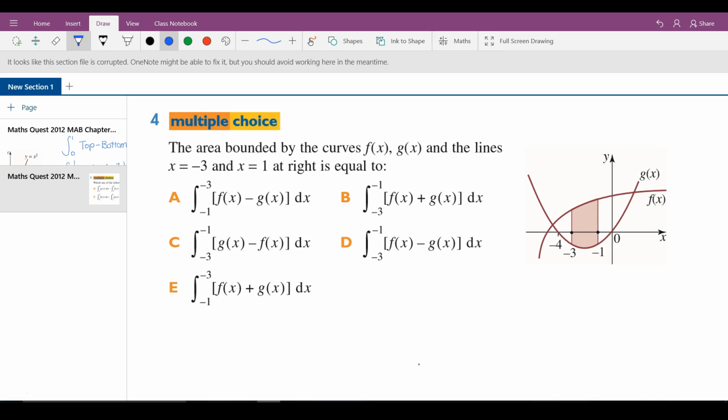All right, question 4. The area bounded by the curve f of x and g of x and the line x equal to negative 1 is equal to, all right, so this one we're looking for the correct expression, I would suppose. So let's see. It's looking from negative 3 to negative 1. And which one's our top function? The top function looks like it's f of x. And the bottom function looks like it will be g of x.